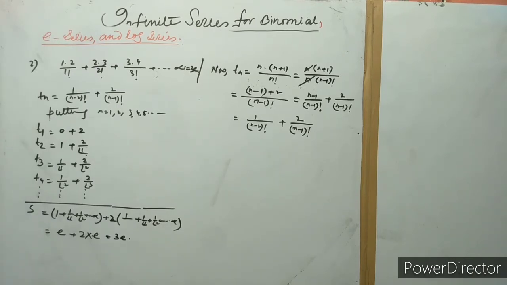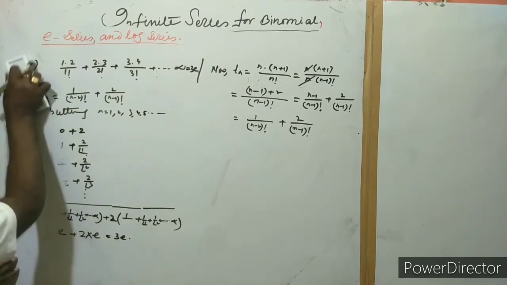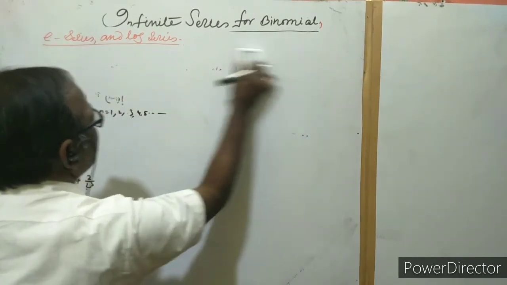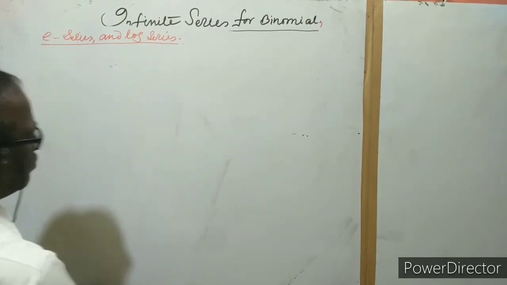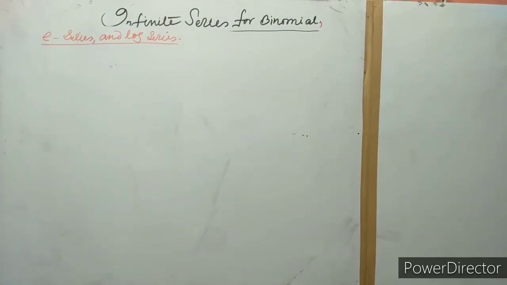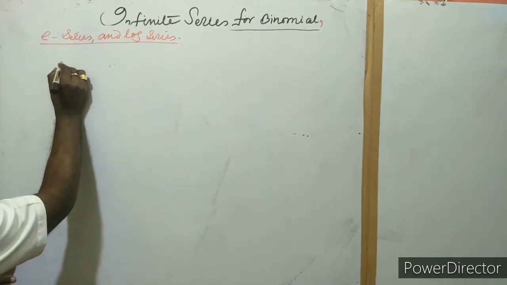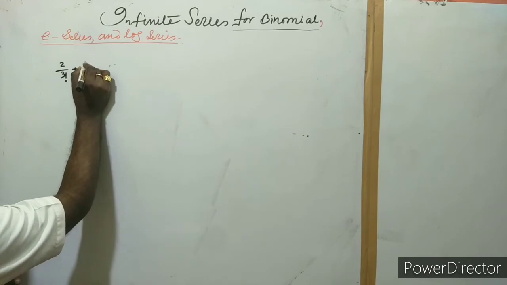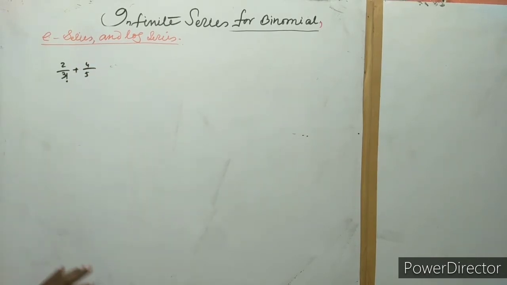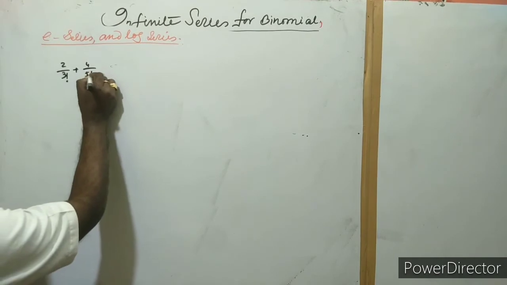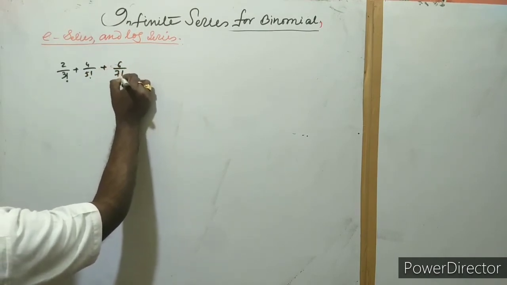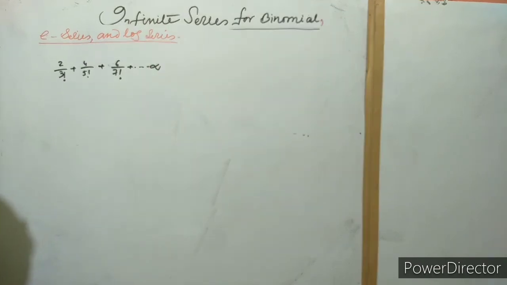Now see another problem. See carefully. The question is 2 by factorial 3, 4 by factorial 5, and then 6 by factorial 7. What will be the answer of that series?